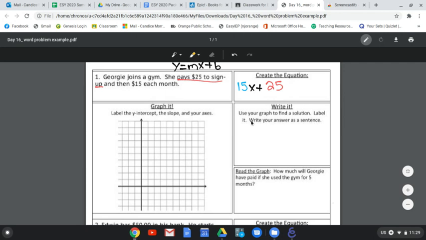So use your graph to find a solution, label it, and write your answer as a sentence. Now you don't necessarily have to do it as a sentence. You can, but it's going to be a little tricky doing that.